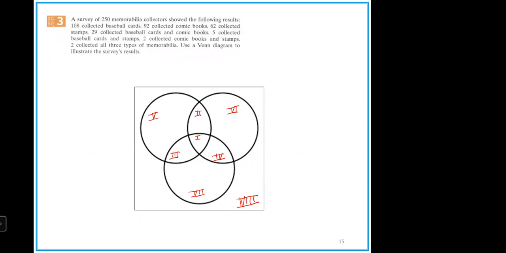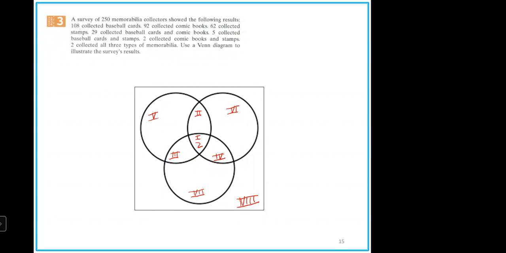Region 1, I have 2. Mm-hmm. Region 2, I have 3. Now my region 2 is at the top. Oh, I have 27. Hold on. 27. So the first region for you is baseball cards? No, the first region for me is the people that fall in all three. No, I mean the first circle.